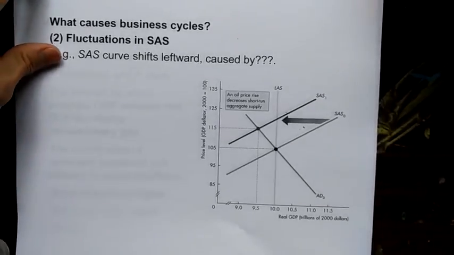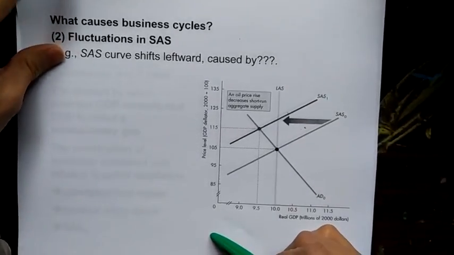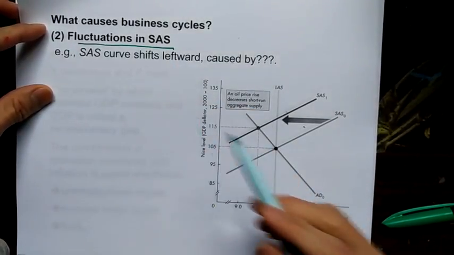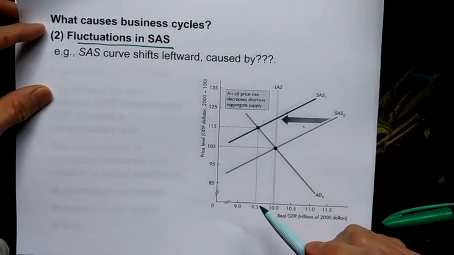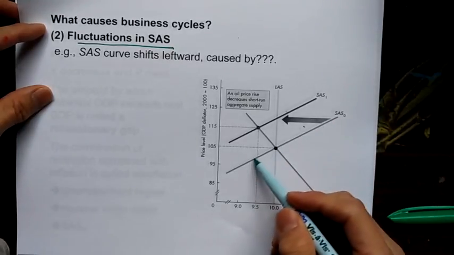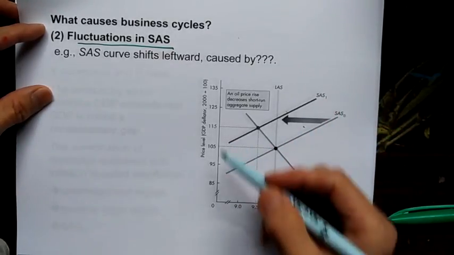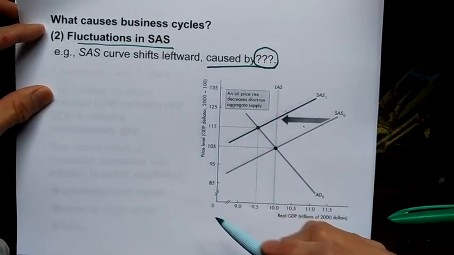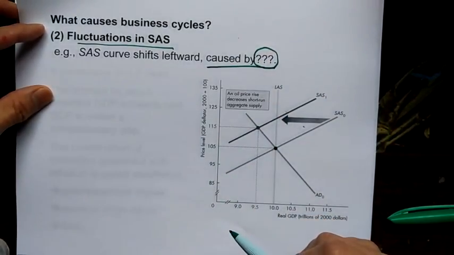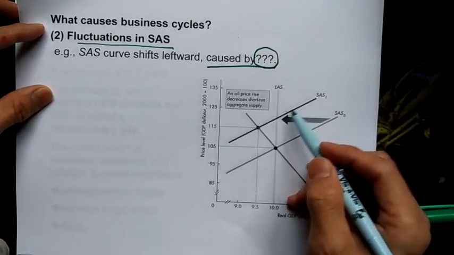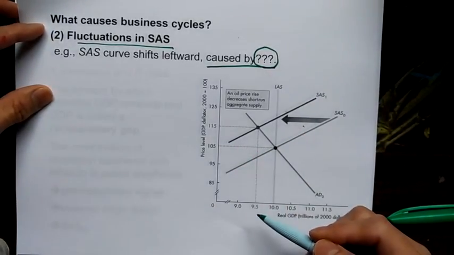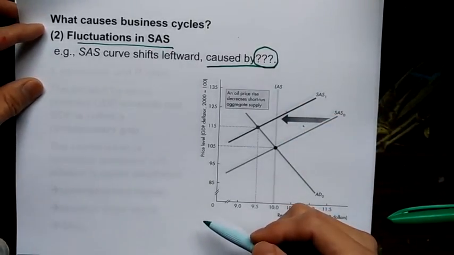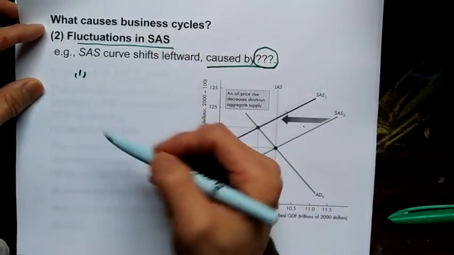Now, the second way to generate a business cycle is a shift in the short-run aggregate supply curve. Say for example, short-run aggregate supply curve shift to the left by what? Question mark. Answer: what can shift short-run aggregate supply curve to the left but not shifting long-run aggregate supply curve? Answer: only two things.